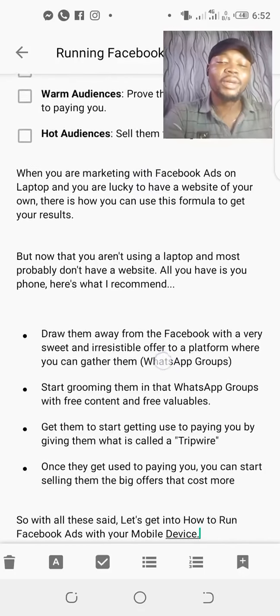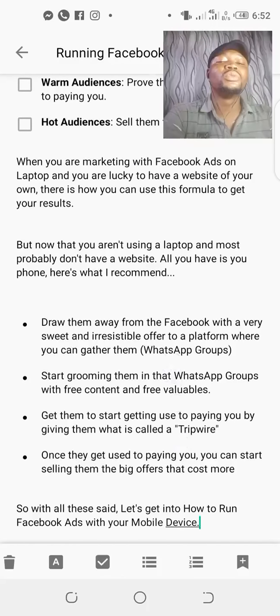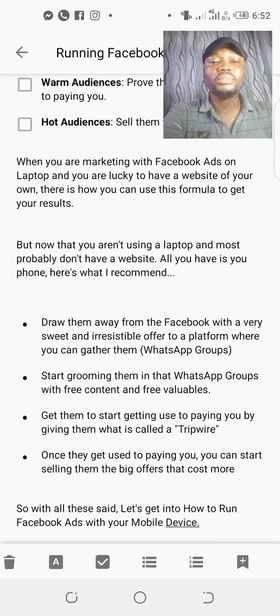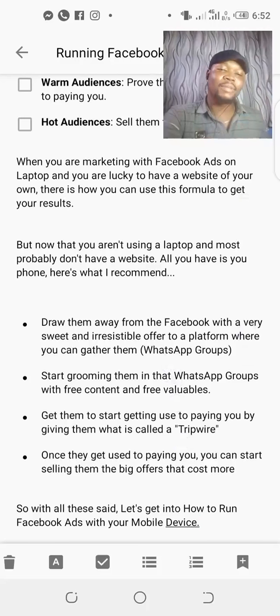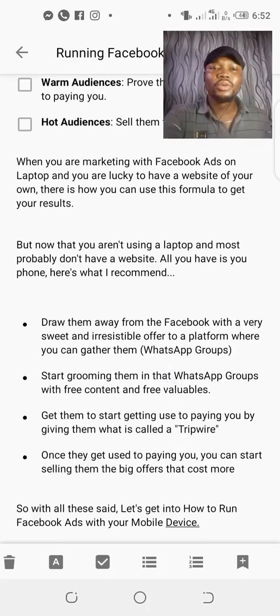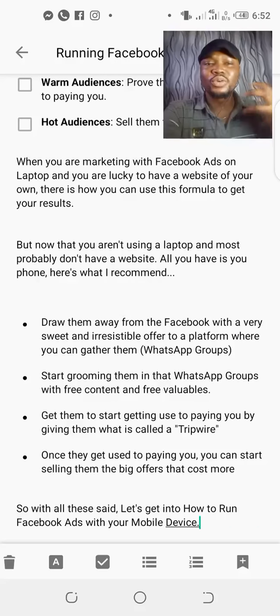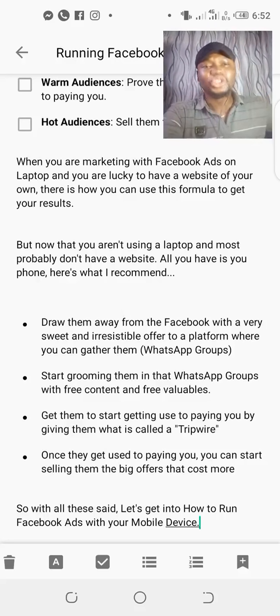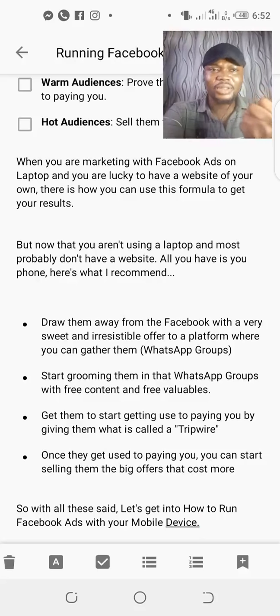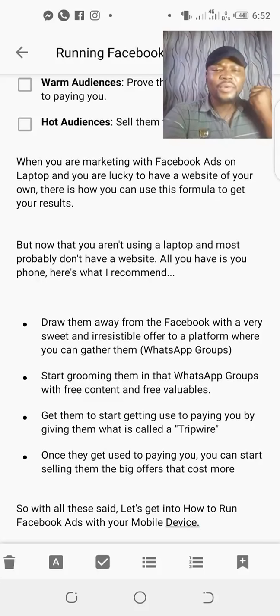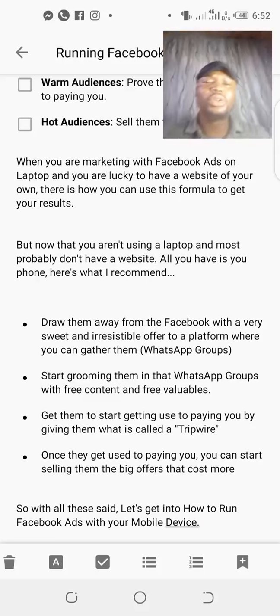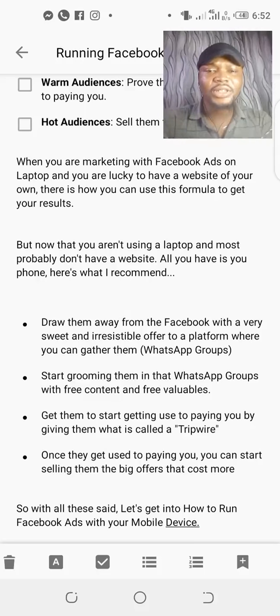And here's what I recommend. Draw them away from Facebook with a very, very sweet offer. You draw them away from Facebook to another platform, maybe your WhatsApp group or something, where you can gather them. So when you're running your ads, make sure you're not running an ad to make them buy. Instead, you're drawing them away from Facebook. You have something very attractive, something very irresistible that they will not want to say no to, to draw them away from Facebook and onto a platform. I will show you how to do that very soon.